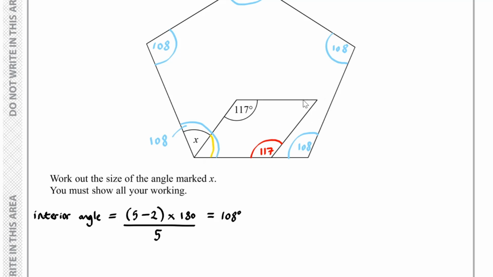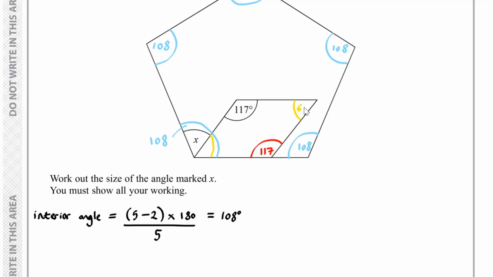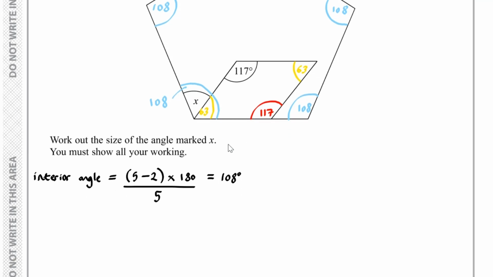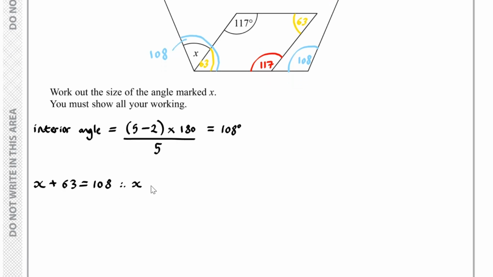So this angle over here, which is equal to this angle, we know that angles in a quadrilateral add up to 360, so 360 take away 2 times 117, and then dividing this by 2, this is 63. So this angle is 63, and so is this angle. So we know from the diagram here, x plus 63 is equal to 108, and therefore subtracting 63 from both sides, x is equal to 45.